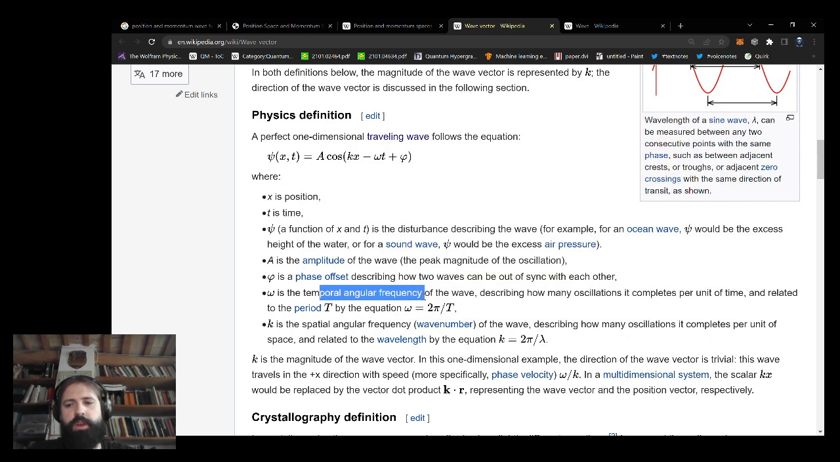how many oscillations it completes per unit of time. The question is, can you imagine two waves with the same temporal angular frequency but with different spatial angular frequency?